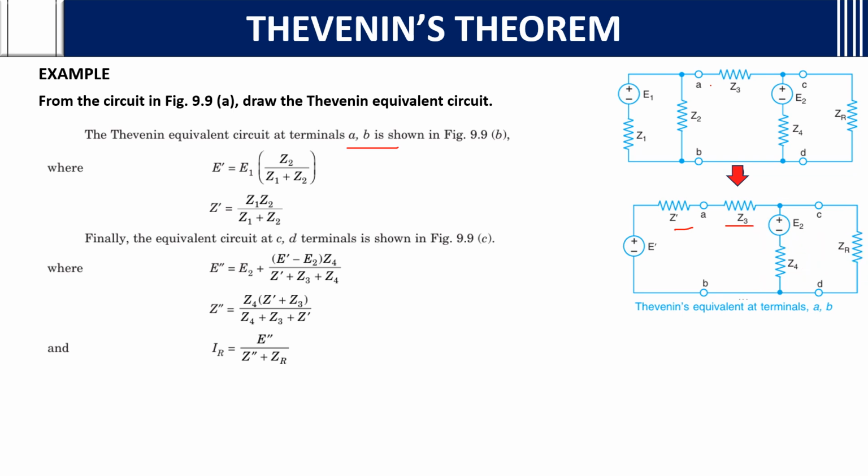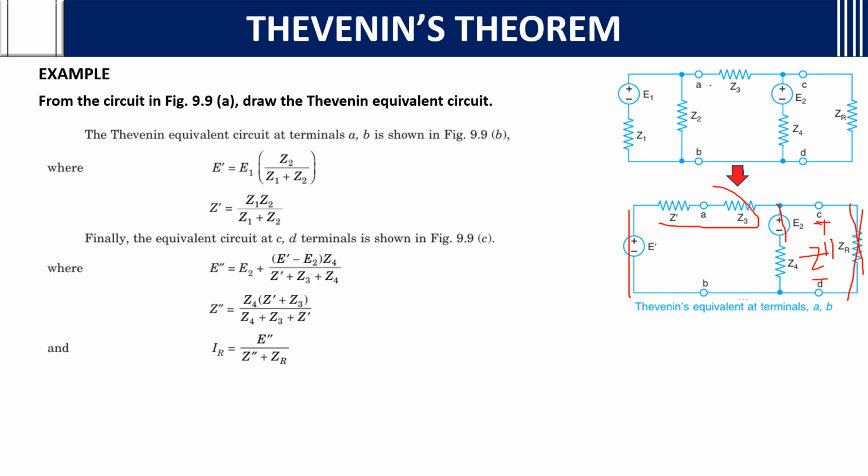After doing that, you will get this equation. Then you need to find the Thevenin resistance. As we know, we already removed the load resistance, and we look into this. So we'll get Z double dash. To get Z double dash, you look into these terminals and short circuit the voltage sources. So how many resistances are there? 1, 2, 3 resistances are there.